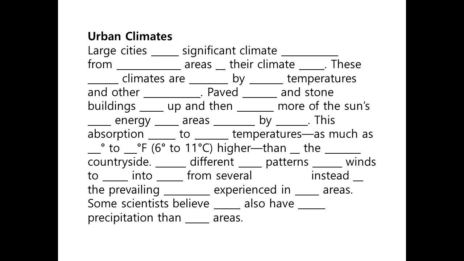These different heat patterns cause winds to blow into cities from several directions instead of the prevailing direction experienced in rural areas. Some scientists believe cities also have more precipitation than rural areas.